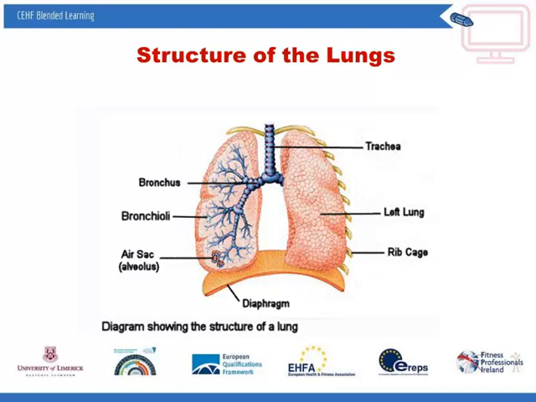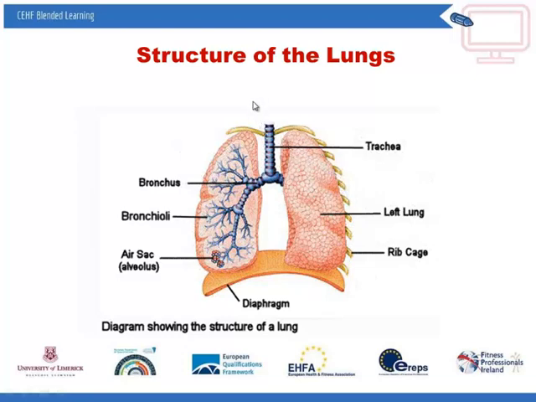The lungs are located in the thoracic cavity, surrounded by the rib cage and the sternum to the front and the vertebral column to the back. The muscles associated with breathing are the diaphragm, which is located underneath the lungs here, and also the intercostal muscles, which are located in between each of the ribs here.